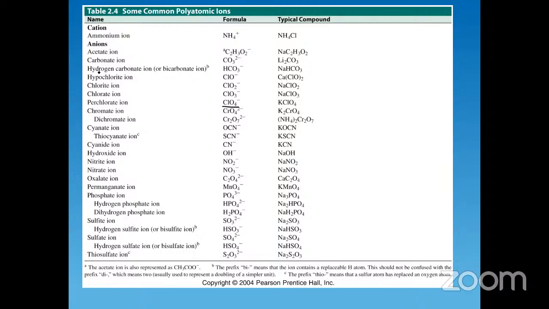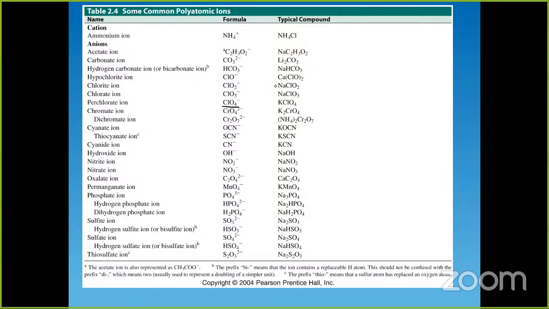So hypo basically means one less oxygen, per means one more oxygen. But you don't really need to know all that. Those are just some patterns in the naming that we can correlate to the actual structure or composition of the ion. This list here is a list of some common polyatomic ions. When it comes to using these in formulas, you have to be careful because you need to indicate that you're dealing with a polyatomic ion in the formula.